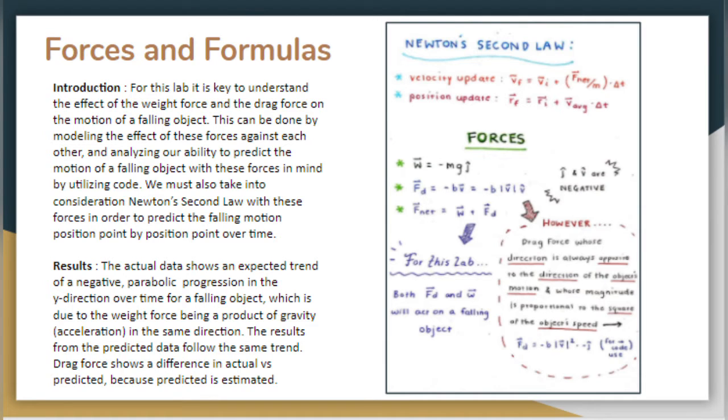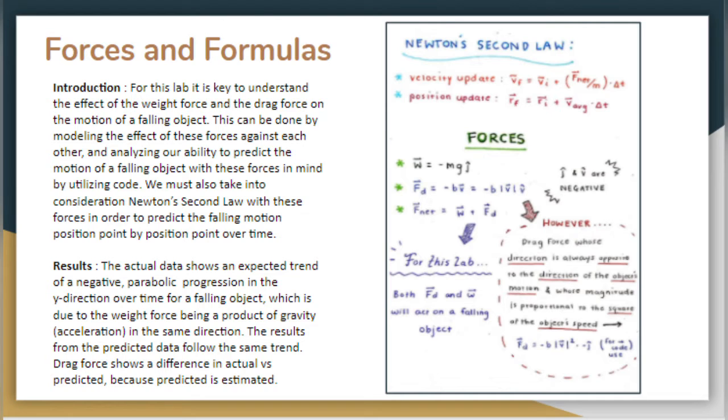Some of the forces and formulas in this observation are from Newton's second law, such as the velocity update and position update formulas, and the forces involved were the weight force and the drag force, which have a summation that equals the net force acting on the motion of the object falling. For this lab, it's key to understand how these two forces, weight force and drag force, affect the motion of the falling object, and they must also be taken into consideration with Newton's second law in order to predict the falling motion over time.